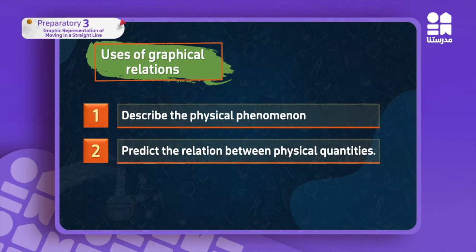طيب let's see the second reason. Predict the relation between physical quantities. What does this mean? For example مثلا from the last lesson إحنا قلنا speed equal distance over time. When the speed increases, it means that the distance that I covered also increased. In this case, what do we say about the relation? Yes, it's a direct relation.